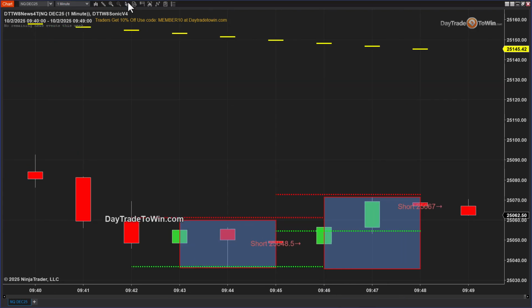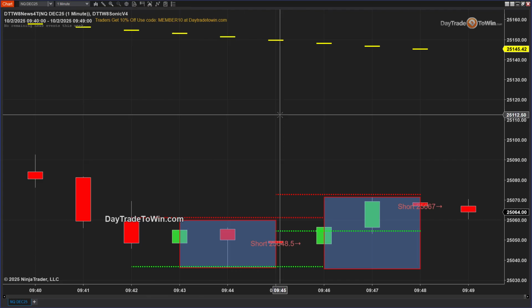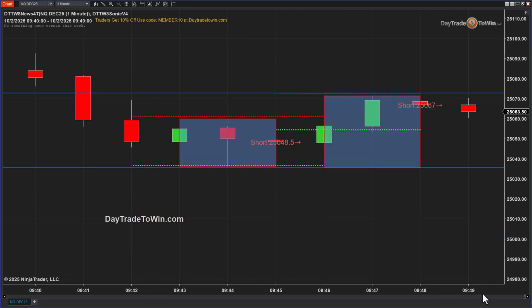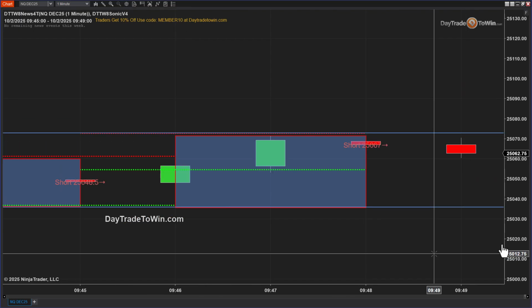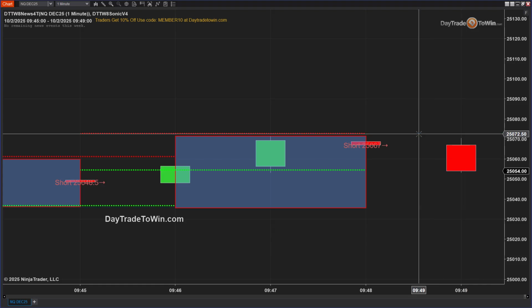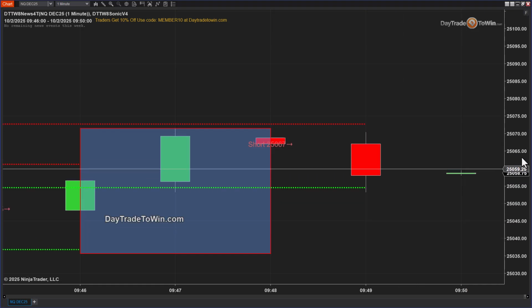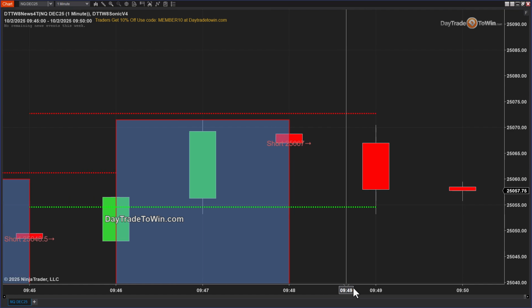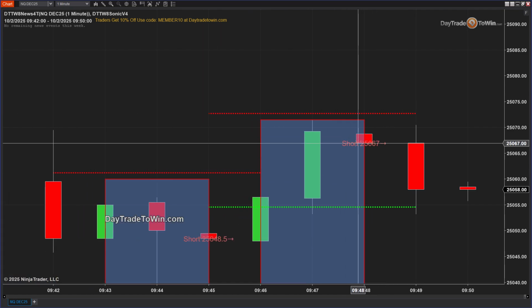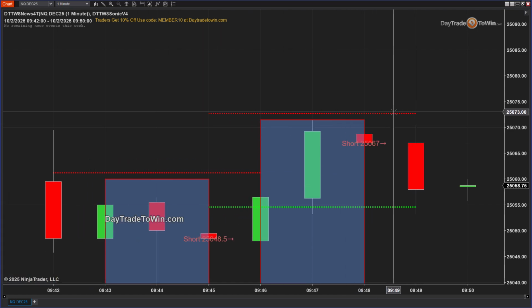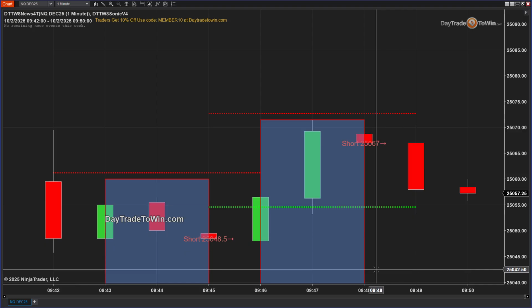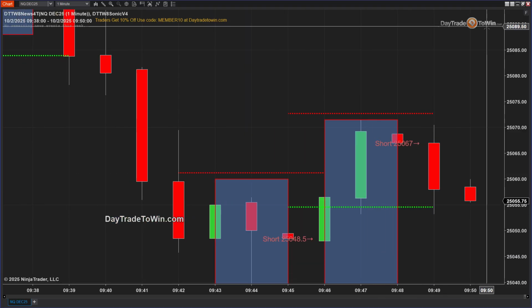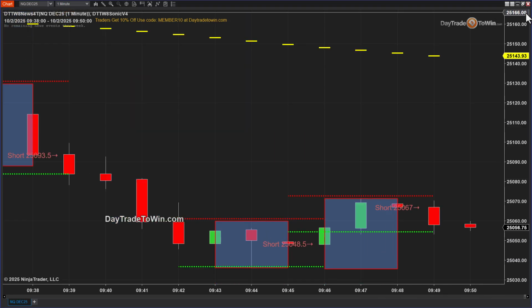Okay. The other thing I like to do is add the crosshair. All right, so that's where we are right now. All right, no stop yet. All right, looks good. All right, hit the target, entry to the short side. That's the stop. That's a target. Hit the target. Happened a little bit faster than I would have liked.